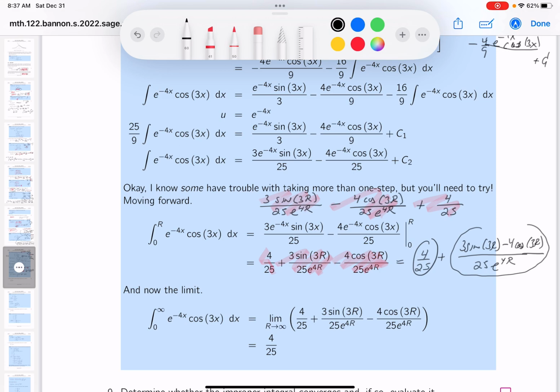Now, what's happening over here? The top is bouncing around, but it's finite. It's a finite number. The bottom is streaming off to infinity. No matter what finite numbers go into the top, it's going to shrink to 0. So the limit's 4/25. And we are done. Thank you.